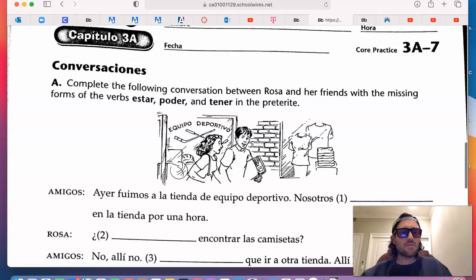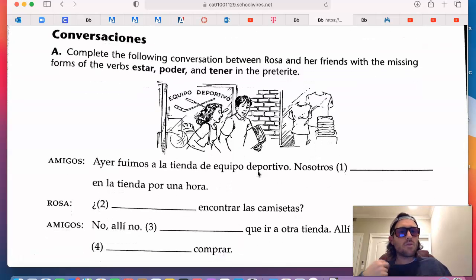All right, and the last page, page 57, a bit more tricky. Fill in the blank with the correct preterite form of either estar, poder, and tener. Now, for the sake of this exercise, remember that estar is going to probably be used with a location to say that you were at that place. So take a look at the key vocabulary for chapter 3A that covers various locations. La tienda de equipo deportivo, el correo, la farmacia, el supermercado, la biblioteca. So probably going to be estar if it's referring to a place.